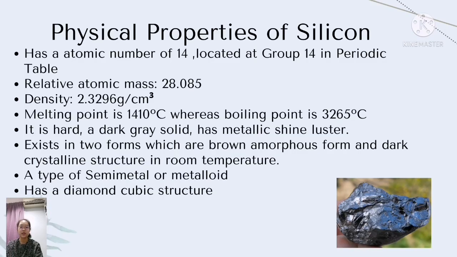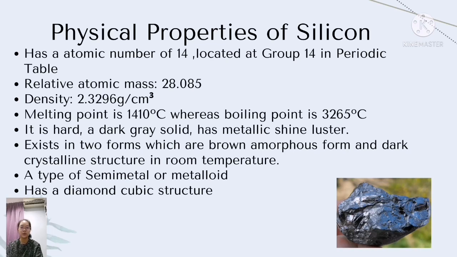For the physical properties of silicon, it has an atomic number of 14 and it is located in group 14 in the periodic table. The relative atomic mass is 28.085 and the density of this element is 2.3296 gram per cm cube. The melting point of silicon is 1410 degrees Celsius, whereas the boiling point of silicon is 3265 degrees Celsius. It is a hard, dark grey solid, and has a metallic shine luster.